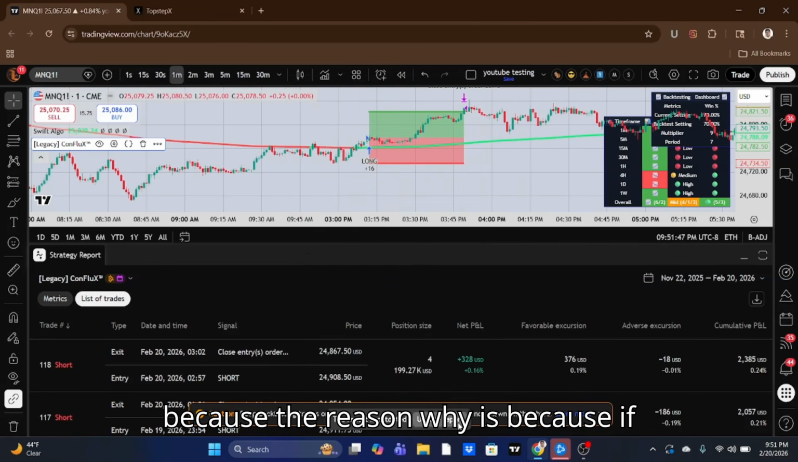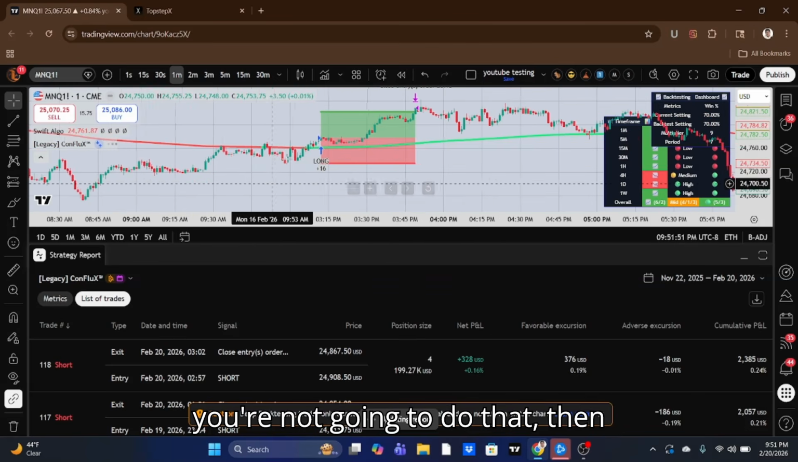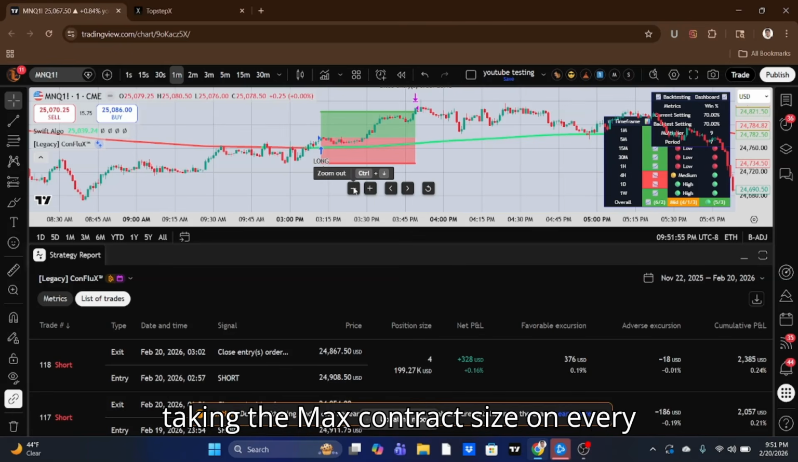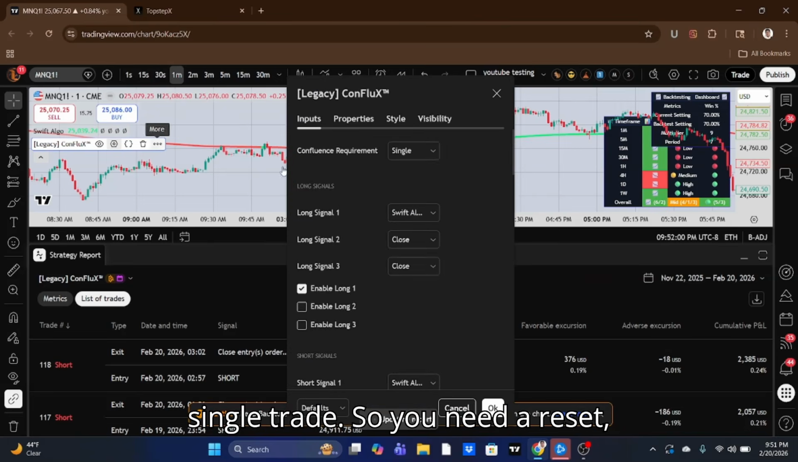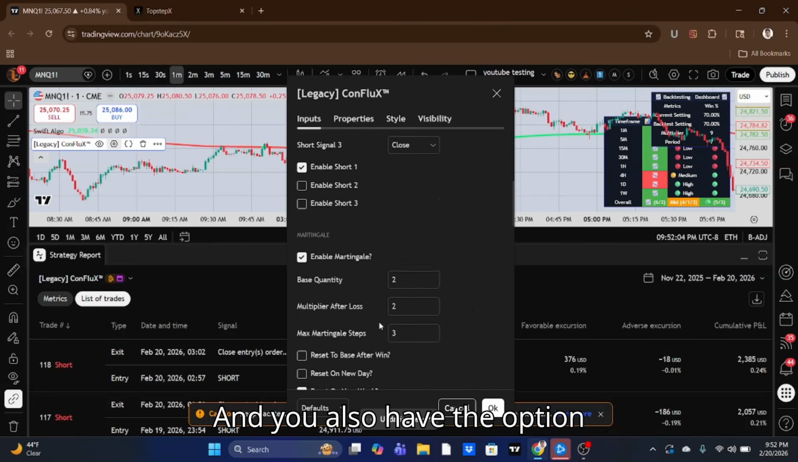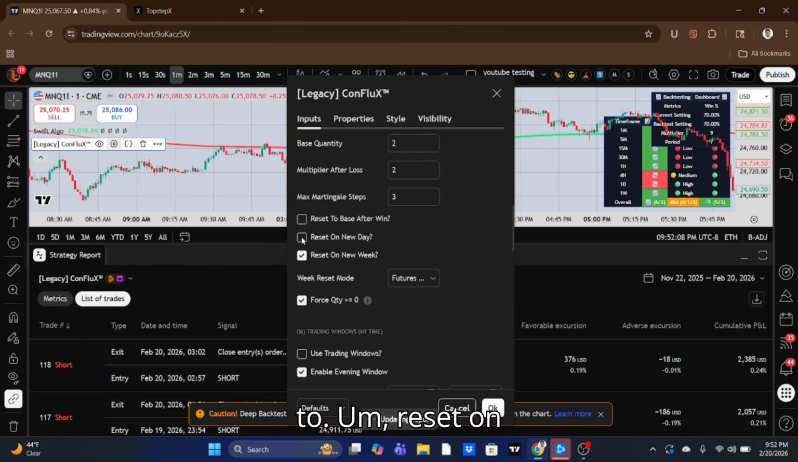The reason why is because if you're not going to do that, then you're most likely going to be taking the max contract size on every single trade. So you need a reset, okay? And you also have the option to reset on new day, okay?